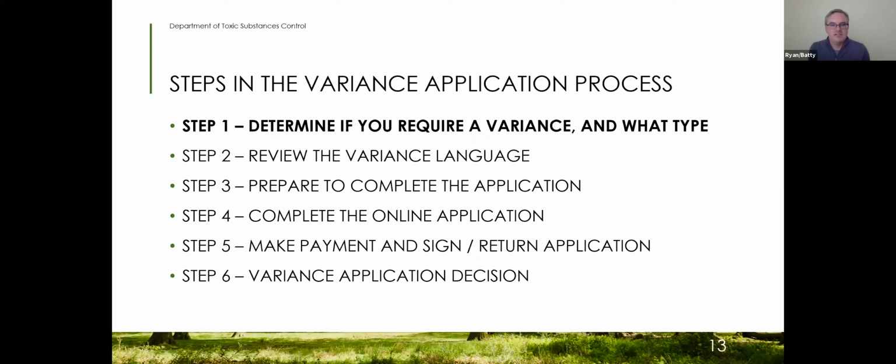Okay, for the next series of slides, what I'm going to do is just walk you through the steps in the process of applying for a variance. So what we've identified is 6 principal steps. And if you go to our website, it's also laid out in this fashion, where there's 6 steps that you need to complete. So the first step is determining if you require a variance and what type of variance. Next slide, please.